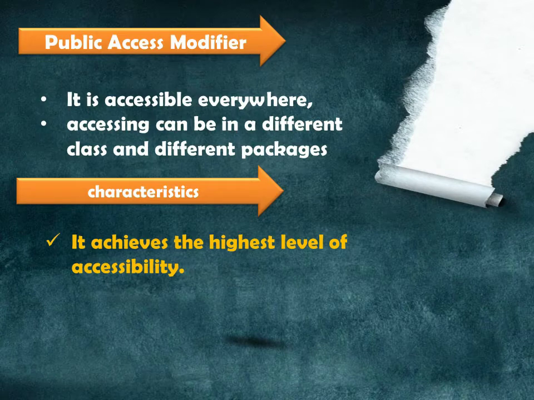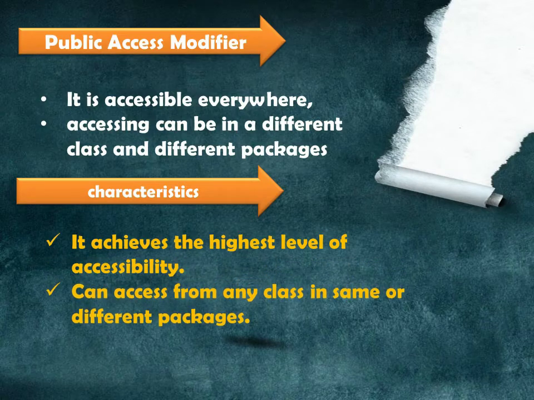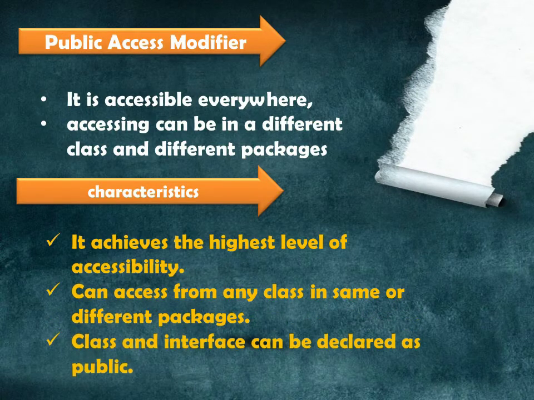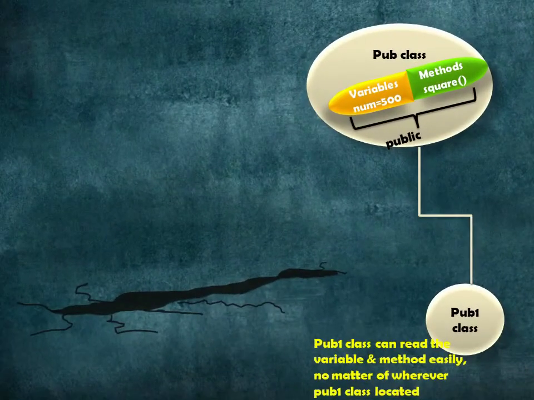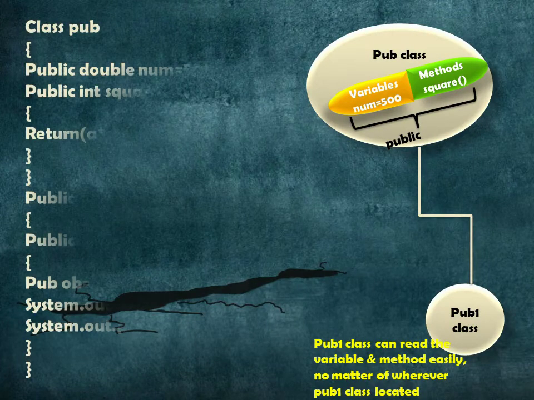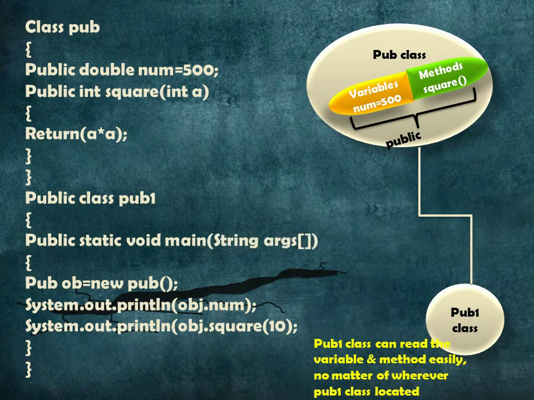Public access modifier achieves the highest level of accessibility and it can be accessed from any class in the same or different package. A class or interface can be declared as public. Look at the program given here. In the class pub, we have declared a num variable as public and the square, it is not a variable, it is a method.